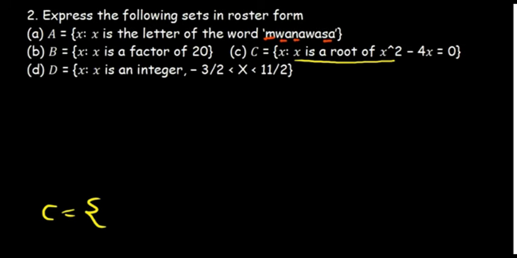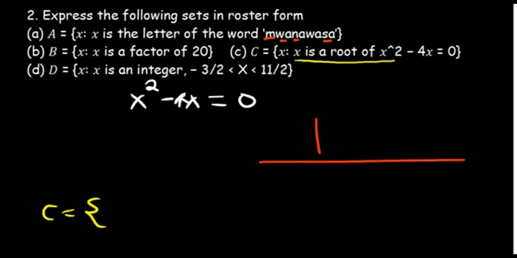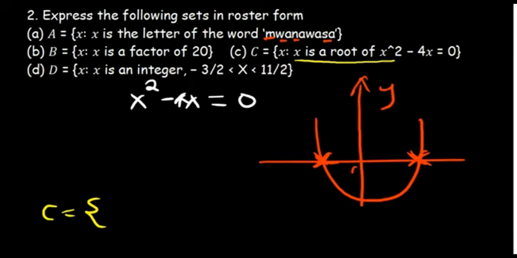You need to understand what a root is. So x squared minus 4x is equivalent to 0. And what do they want? They want a root of that equation. So basically you need to understand that roots are the points in which a graph cuts the x-axis. These are referred to as the roots, and they occur when y is equivalent to what? When y is equivalent to 0. So that's what we need to understand.